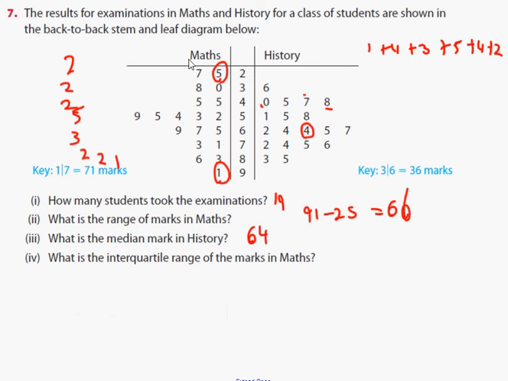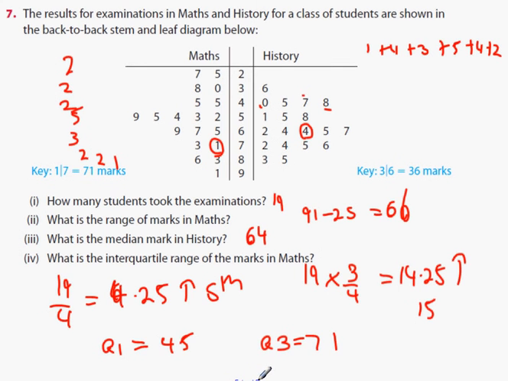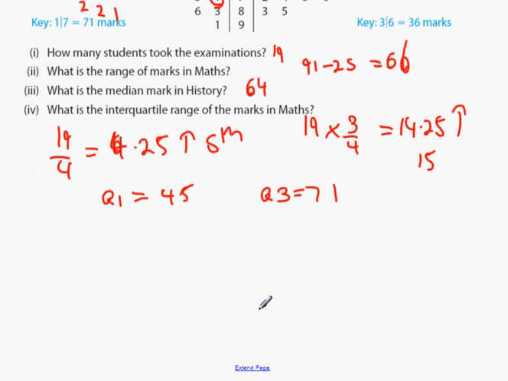What's the interquartile range in maths? So, what's the first quarter, lads? 19 divided by 4 is 4.25, you're right. 4.25 is Q1. It rounds up to 5th. Who's the 5th person? 1, 2, 3, 4, 5. 45. What's 3/4 of 19? 14.25. Rounds up to 15. Who's 3/4 of the way up? Have a look. 1, 2, 3, 4, 5, 6, 7, 8, 9, 10, 11, 12, 13, 14, 15. 71. What's the interquartile range? 71 minus 45 is 26.